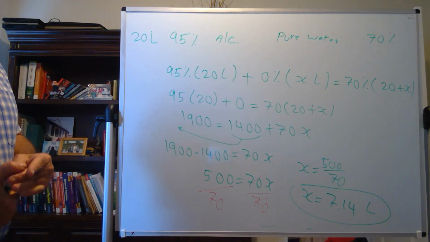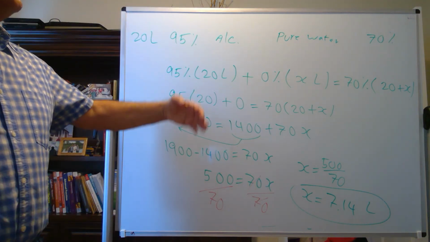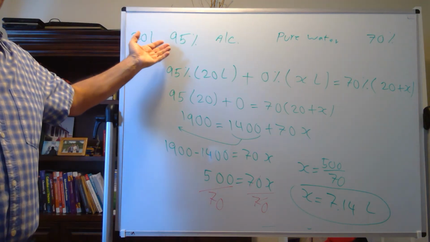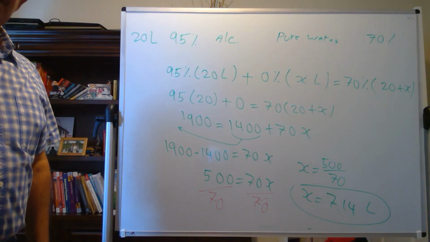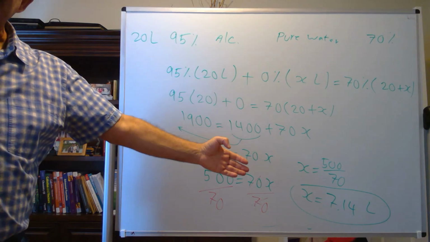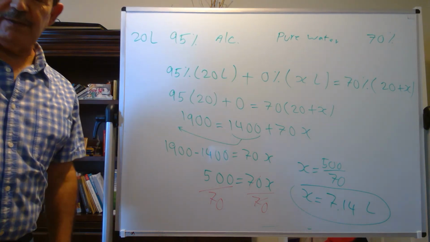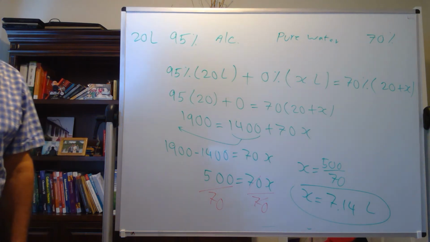So we should add 7 liters, or 7.14 liters, of pure water to this 20 liters of 95% alcohol, and the result is going to be a 70% alcohol solution, and we will have 27 liters of 70% alcohol solution. This one was all about mixing two types of material.